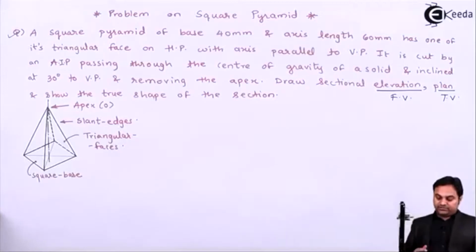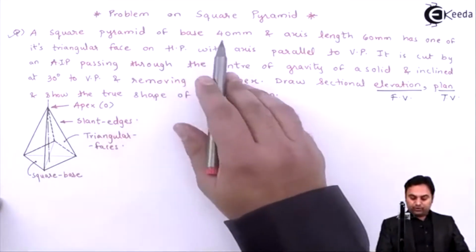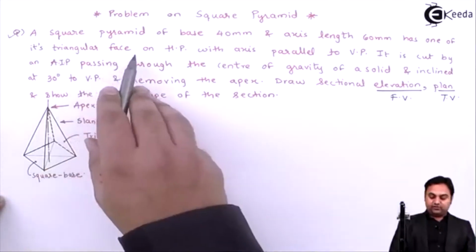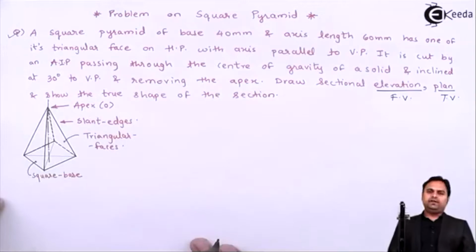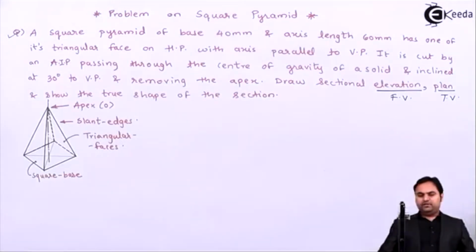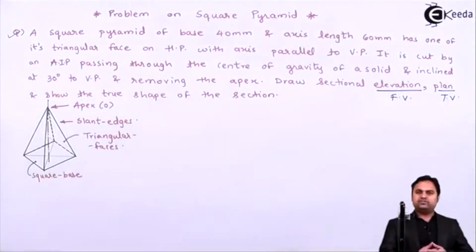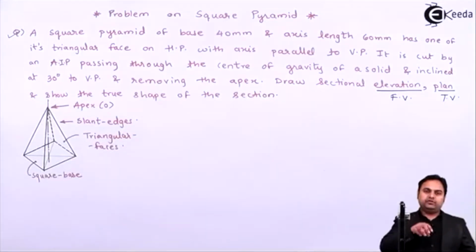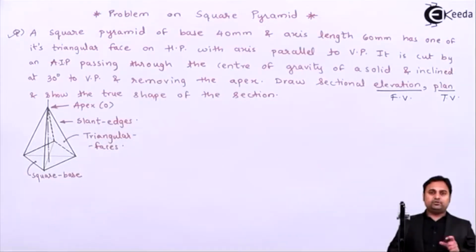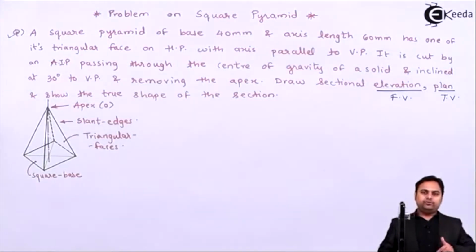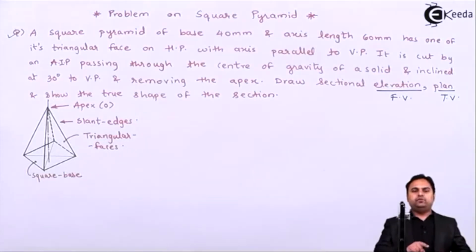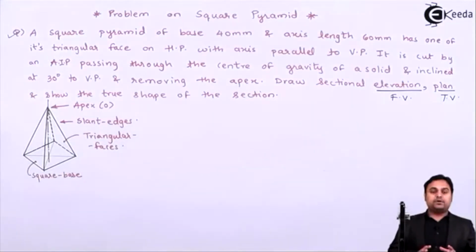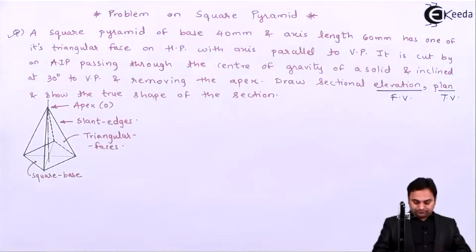Next, in the question it is given that square pyramid of base 40 mm and axis length 60 mm has one of its triangular face on HP. It means the square pyramid, first of all, it is in HP like I have shown in this diagram. We can say that this square pyramid is kept in HP, that is on the ground, and when we are keeping it on the ground, from the top view we are going to see the square base, and from the front view the triangular face will be visible. So it means in order to start this problem, I need to draw the square in HP.